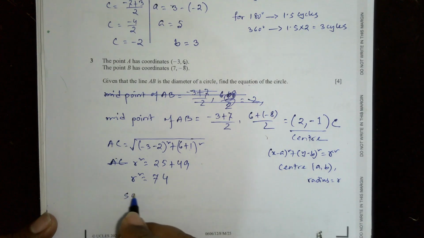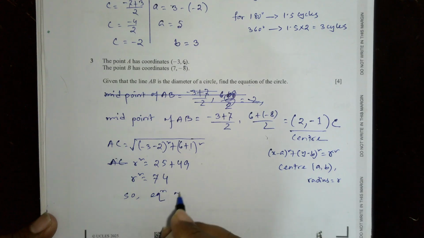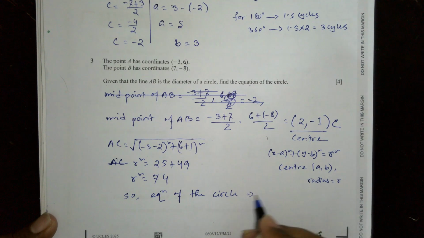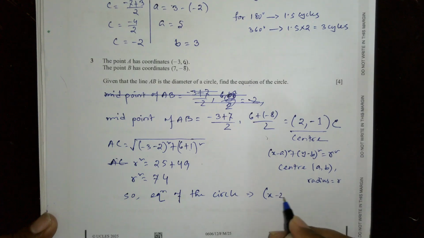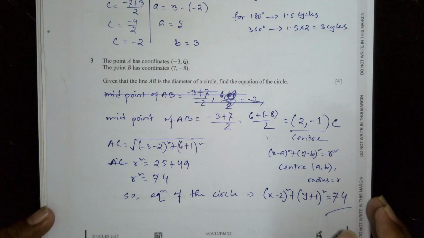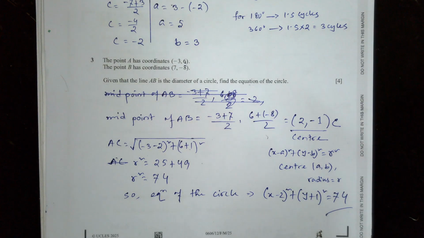So the equation of the circle is (x minus 2) whole squared plus (y plus 1) whole squared equals 74. Okay. So question 3 is done.